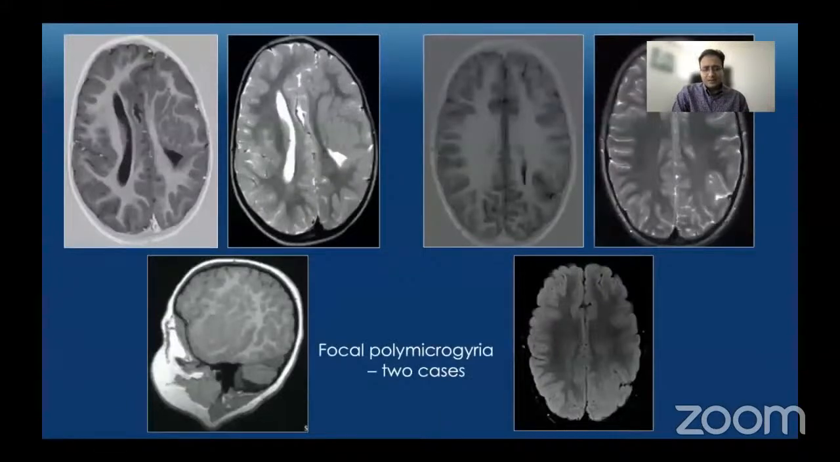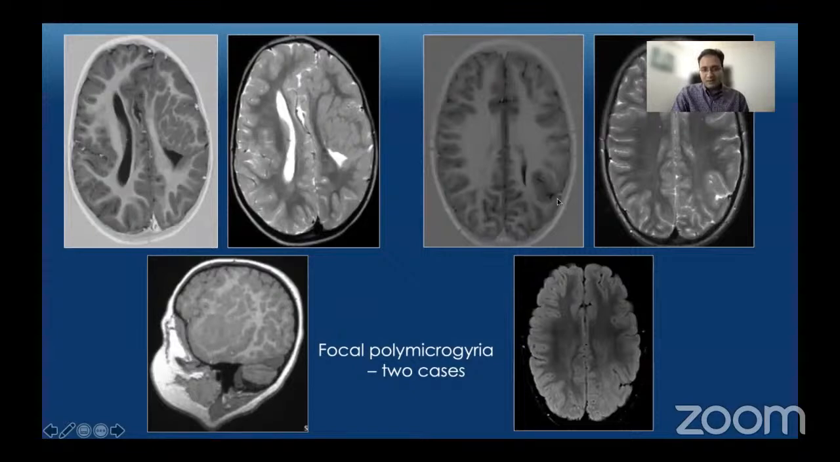So these are two cases showing focal polymicrogyria. The patient on the left side has this almost mass-like lesion in the left frontal lobe with multiple lobular areas of gray and white matter. This is an example of a complex nodular polymicrogyria, which can mimic a mass, but it does follow gray matter signal on all the sequences.